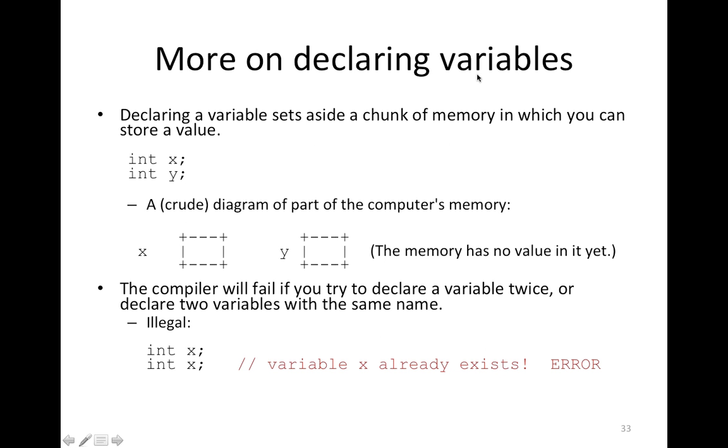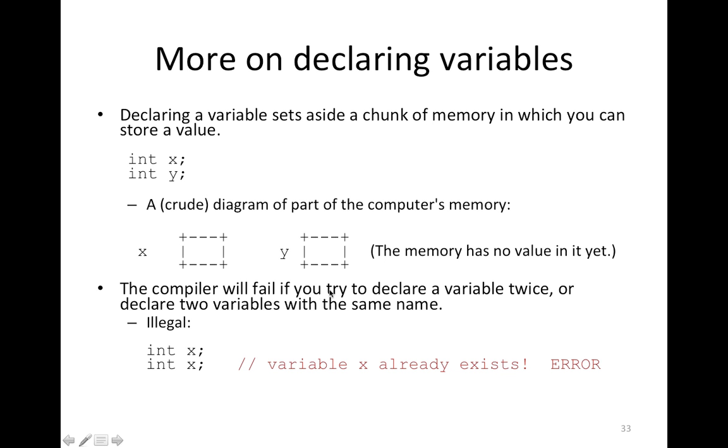How do you want to declare the variables? Declaring a variable sets aside a chunk of memory in which you can store a value: int x, int y. Crude diagram of the part of your computer's memory is x and y. This is how it gets reserved. Because it is int, it is 32-bit. It is reserving in a crude way, but it doesn't have a value yet.